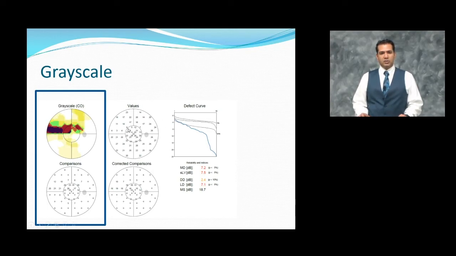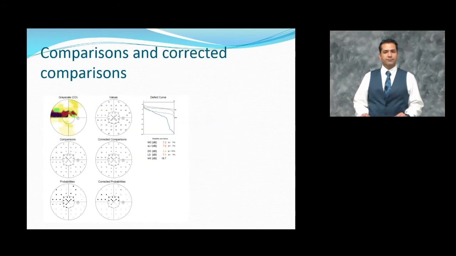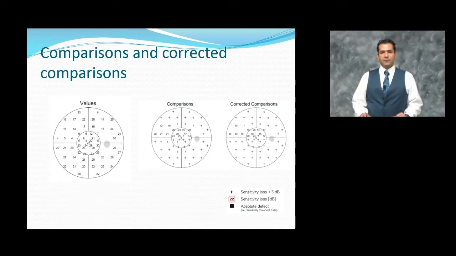From the raw data, you get an understanding of what the patient responses are, and when the raw data is compared to their age-matched control, you get the comparisons plot. From this comparisons plot, they generate the grayscale comparison that shows, compared to their age-matched normal, what level of defect this person has. From the grayscale, we go into the comparisons and the corrected comparisons. Here you have the raw data of the patient compared to the patient's age-matched controls, and you get the comparisons plot.